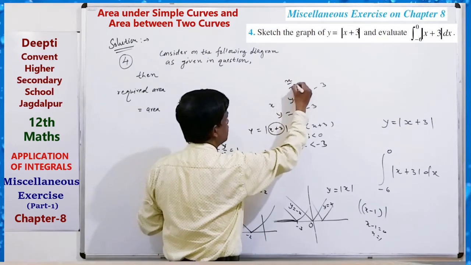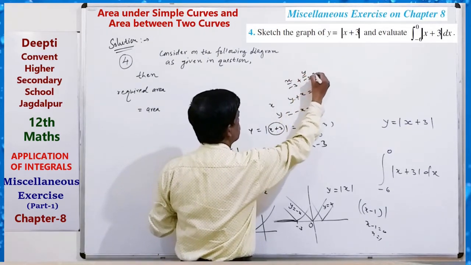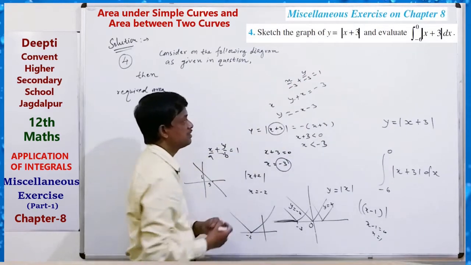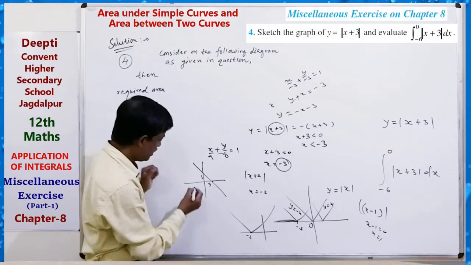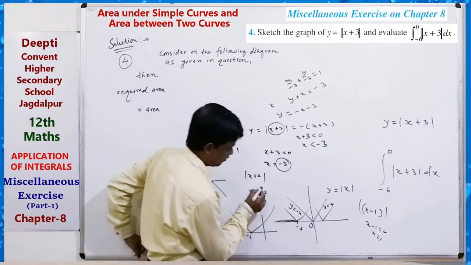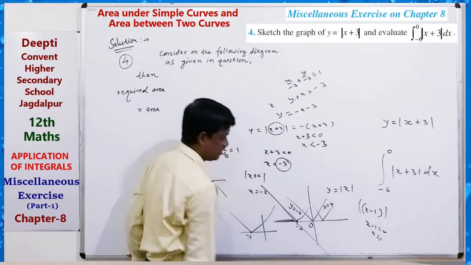x by minus 3 plus y by minus 3 equals 1. We can write it like this. So minus 3 is the intercept on both axes. Here minus 3, then here minus 3, and this is the graph. Minus 3, minus 3.